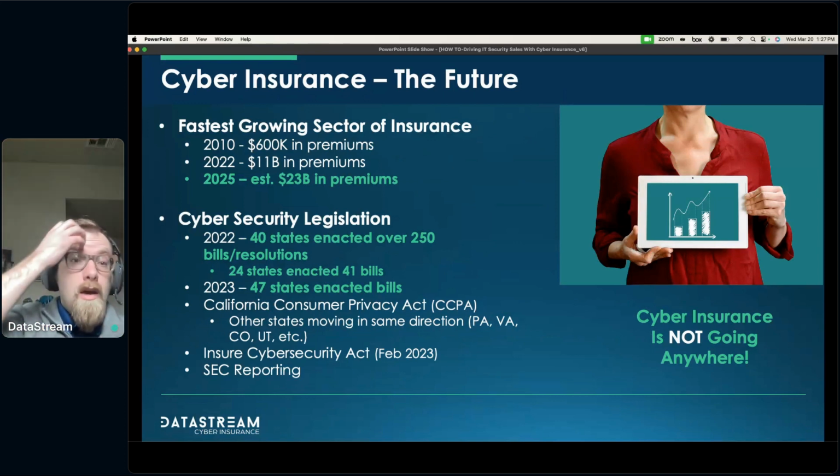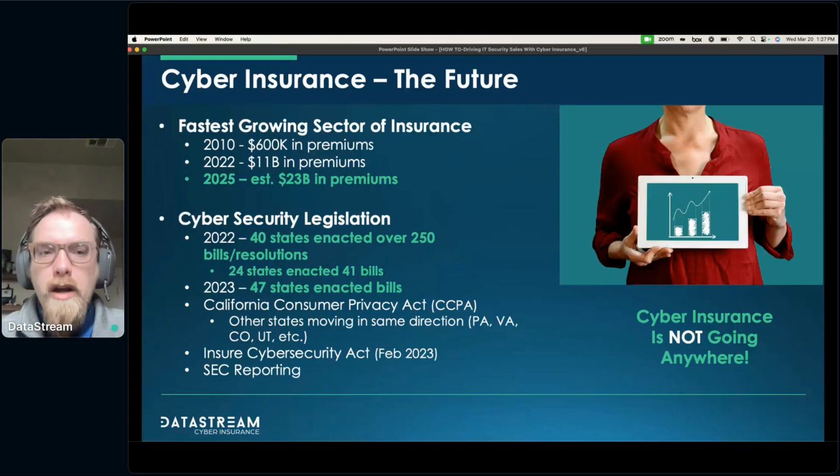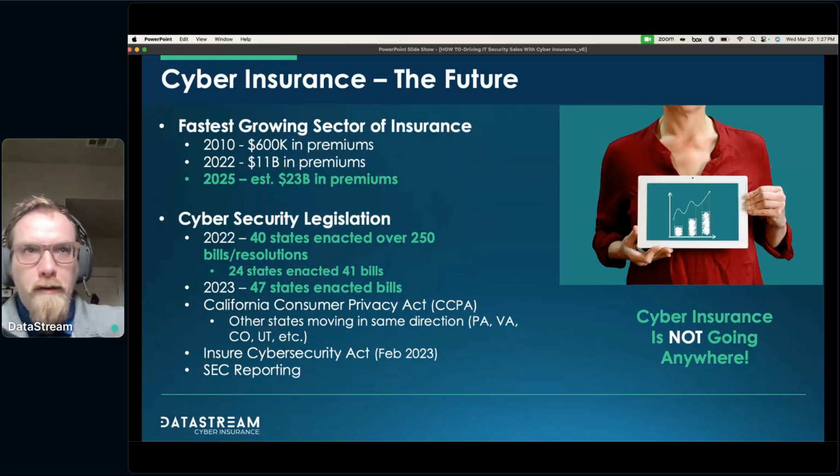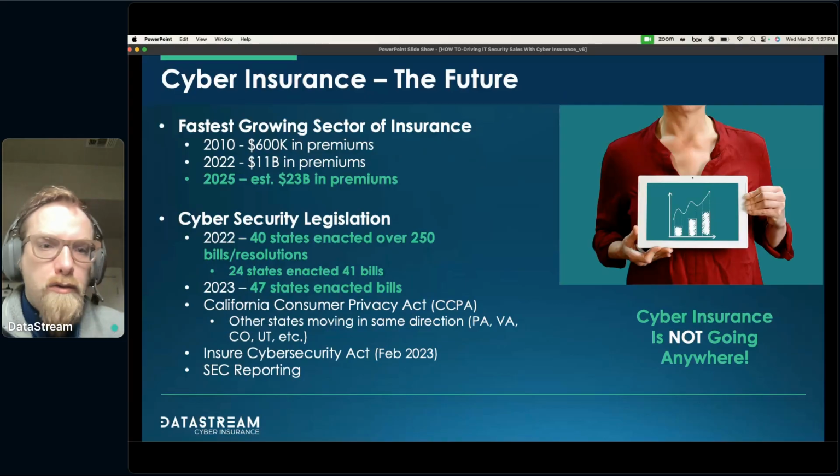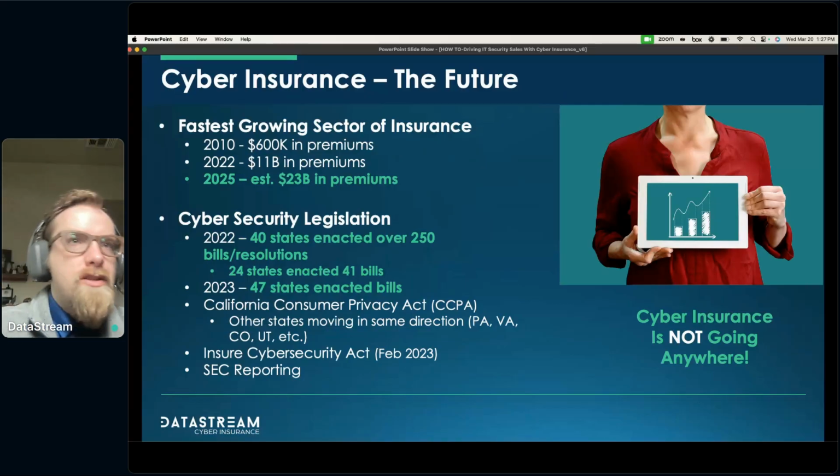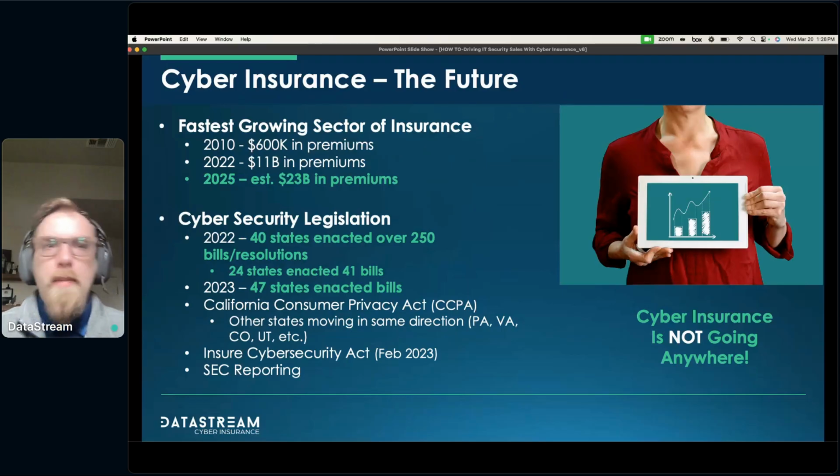This slide is really to make the point that cyber insurance is not going anywhere, right? It's the fastest growing sector of insurance. That's not changing in the near future. By 2025, it is expected to be 23 billion in premiums sold. We're seeing it pop up in legislation as well. States across the board have been enacting bills and resolutions for the past several years. California, obviously, being a big one, but other states are really moving in that same direction.